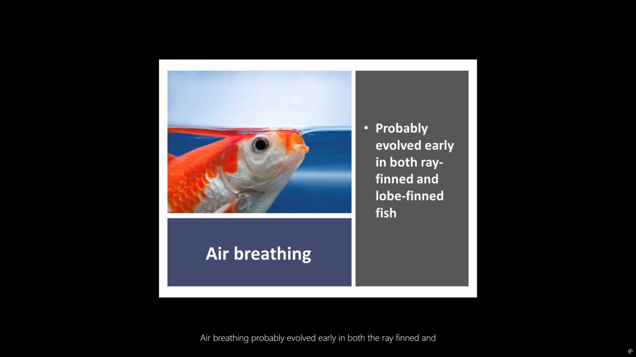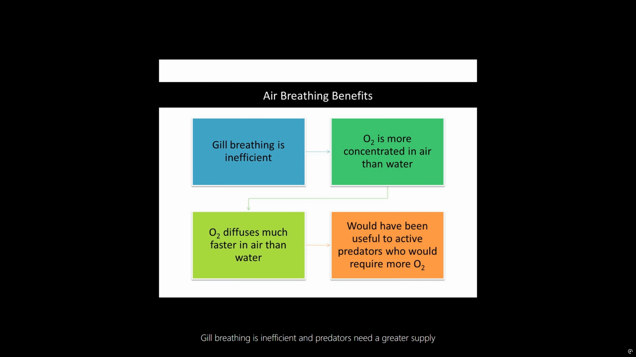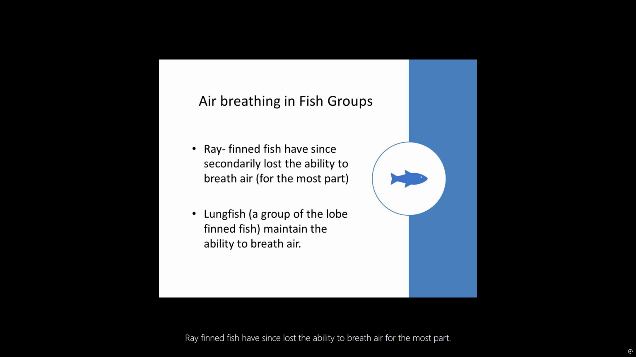Now, air breathing probably evolved early in both the ray-finned and the lobe-finned fish. The question is, why? Gill breathing is inefficient, and predators need a greater supply of oxygen to sustain a high metabolic rate. Oxygen is more concentrated in air than in water, and it diffuses much faster in air than in water. So air breathing would have been useful to active predators who would require more oxygen. Ray-finned fish have since lost the ability to breathe air for the most part. Lungfish, a modern group of lobe-finned fish, maintain the ability to breathe air for a sustained amount of time.